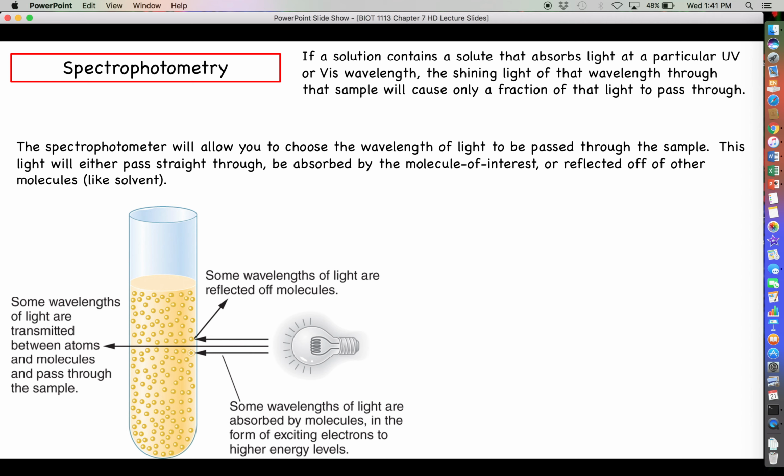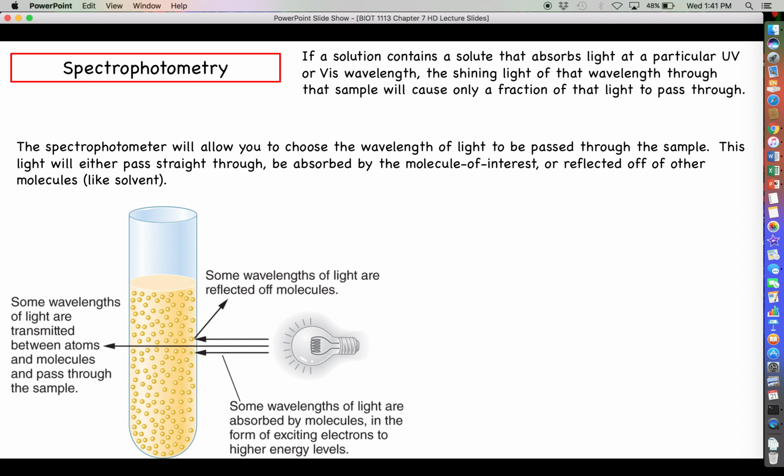Any good spectrophotometer will allow you to choose the wavelength of light that is passing through the sample. And we'll have more to say about wavelengths of light later on, if that is not a familiar concept to you. This light at this particular wavelength will either pass straight through the sample, meaning that it did not interact with any of the molecules, it could be absorbed by the molecule of interest, or it could be reflected off of other molecules like the solvent, usually water.